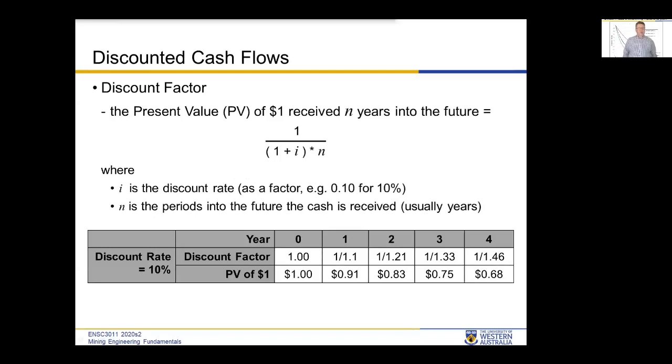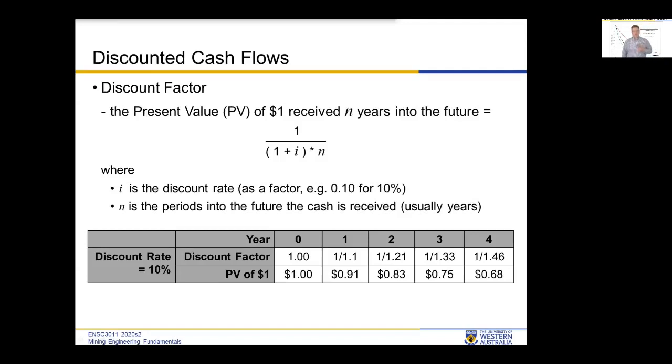So if we look at a discount factor, say with discount rate of 10%, for the obvious reason it's nice and simple. Discount factor for year 0 is 1, and then after 1 year, it's 1 over 1 plus 10%, or 1.1. So that's 0.91. And then it's 1 over 1.21 and 1 over 1.331, etc. And convert those into $1. So $1 now is worth $1. $1 in a year's time is worth 91 cents in today's money, and so on.